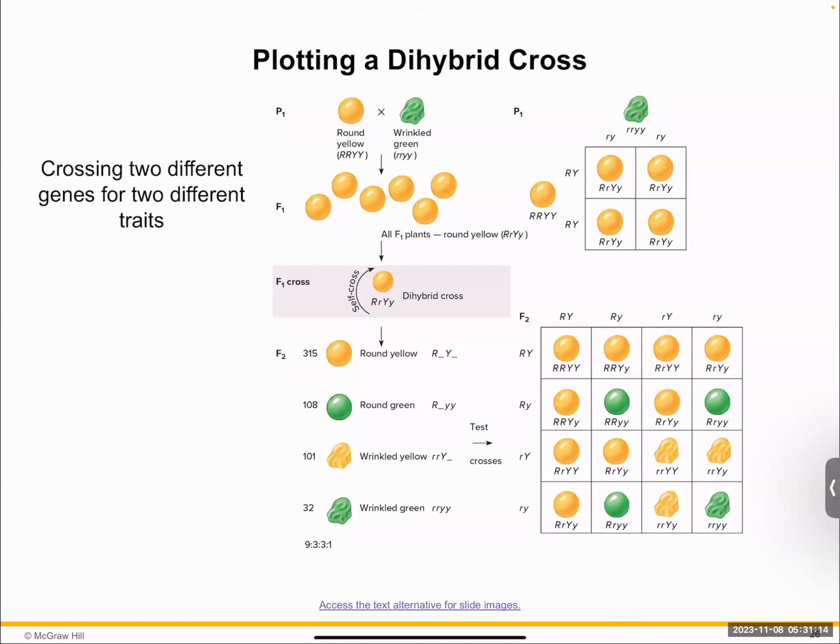Now, the examples we have worked on so far are all considered monohybrid crosses, which basically means we only looked at one specific characteristic or trait and tracked it to see how it passed on through the F1 and F2 generations. Dihybrid crosses are going to look at two separate traits and how those separate traits are being passed forward.